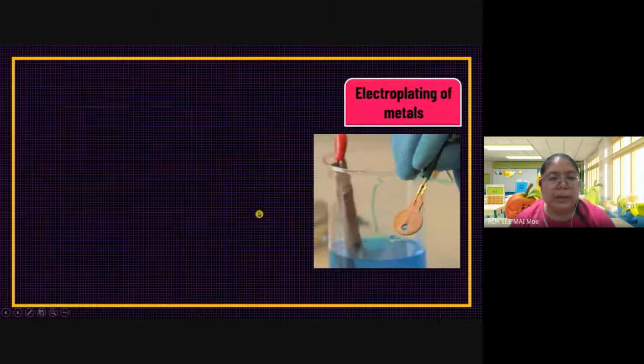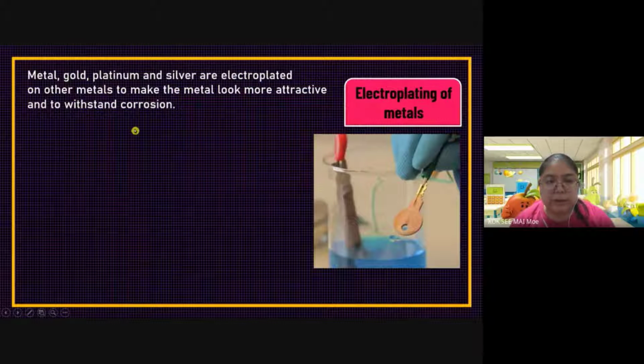Electroplating, what's the function? Normally, metals like gold, platinum, and also silver are electroplated on other metal. For example, your key. Your key, the color is a normal color. So you want to make it become gold color, then you use electroplating. Or maybe your key is already rusting.